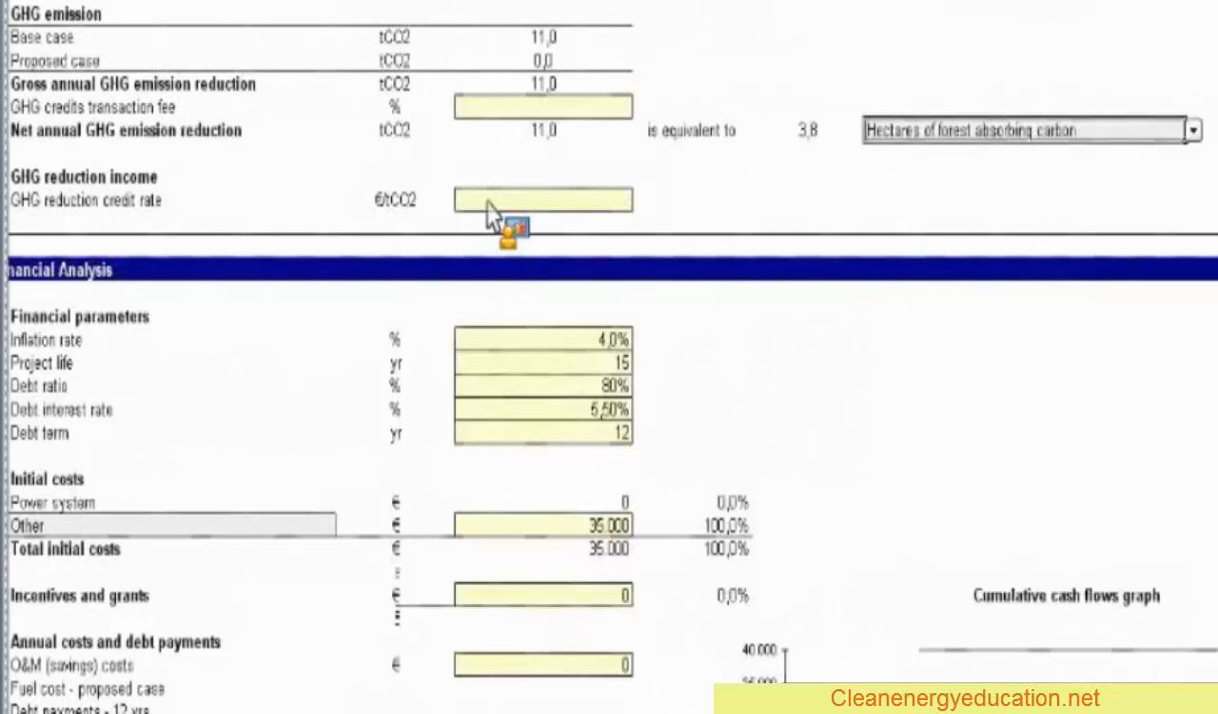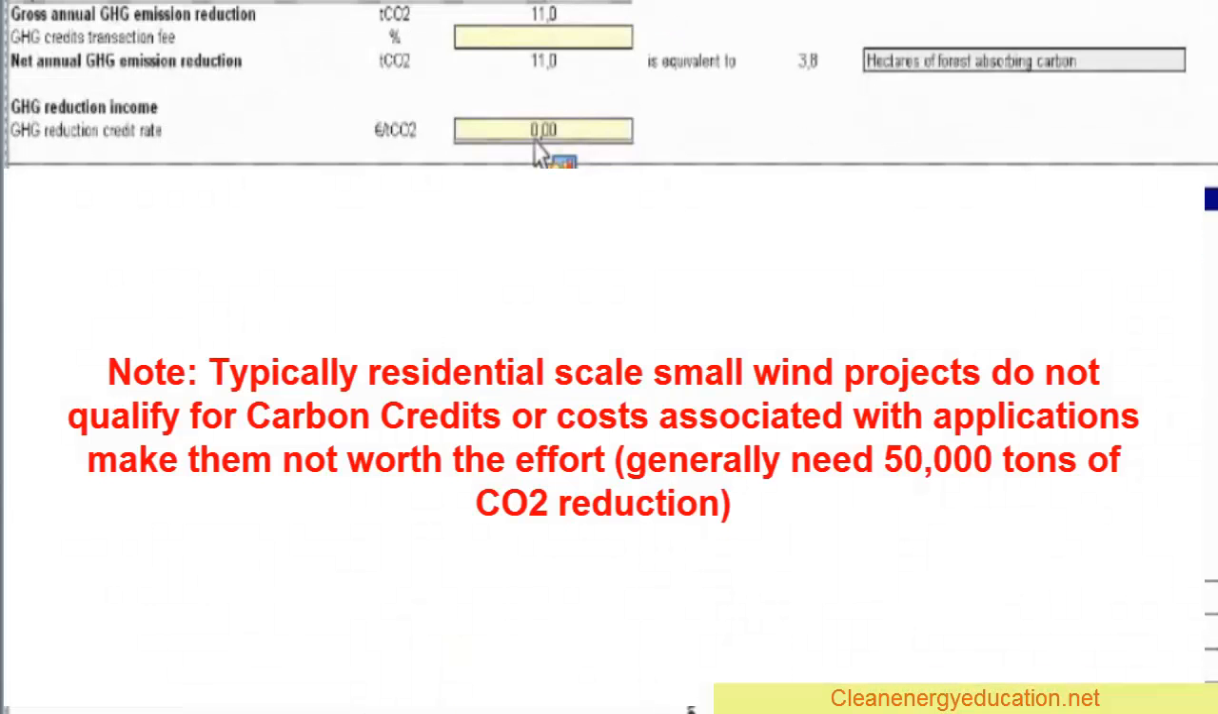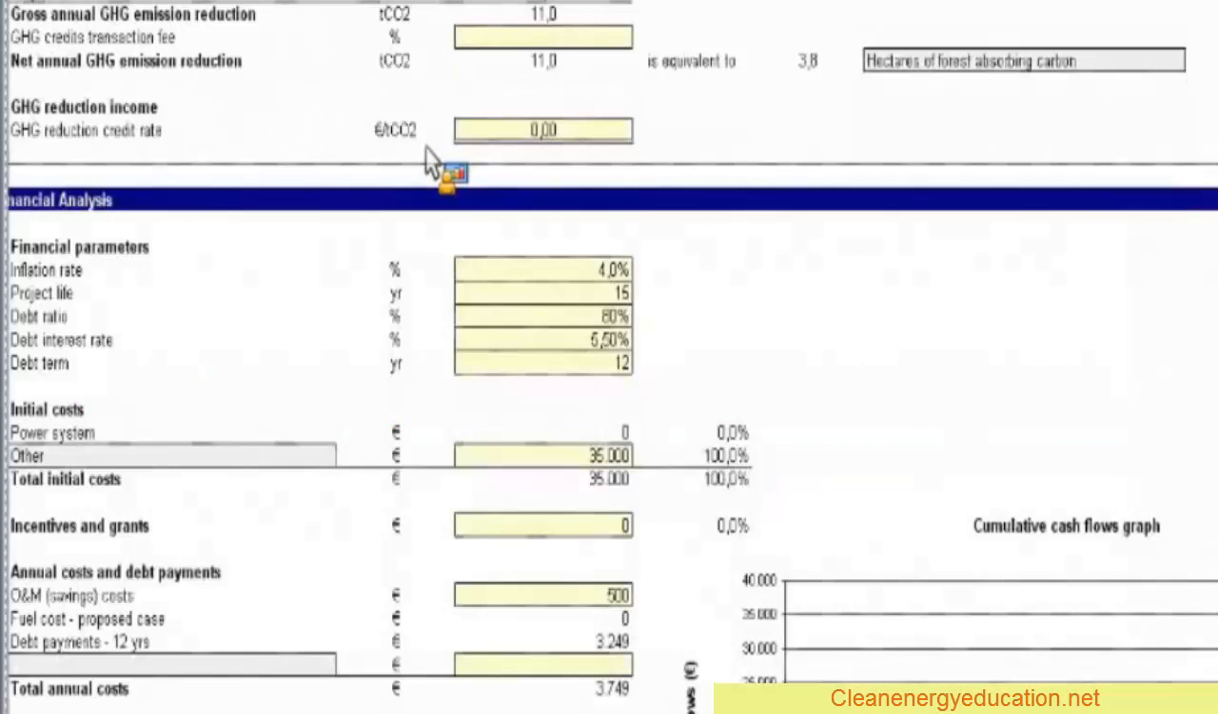In the case we have an income because of greenhouse reduction, this is very interesting for countries not included in Annex 1 of the Kyoto Protocol, which are eligible for clean development mechanism projects. So in this case you could introduce here the market price for your carbon credits. We will choose 0, in this case we are in the UK. Well, you could participate in the voluntary carbon emission market, which is much cheaper but growing.